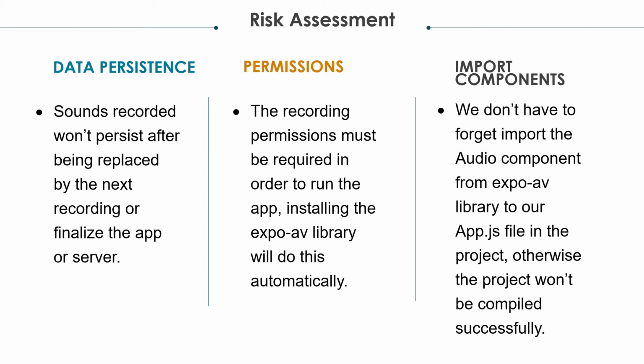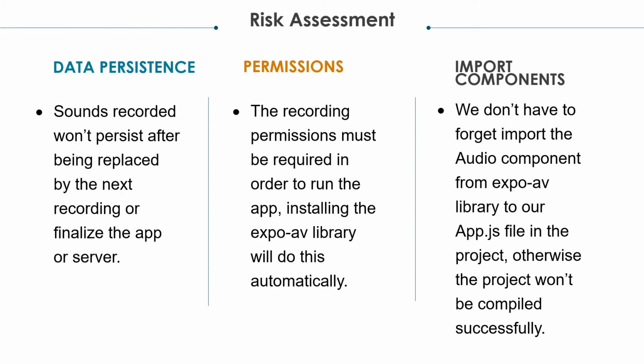Risk assessment. Basically, we have 3 elements that could affect the performance and the development of our project. Those are data persistence, permissions, and the components. Data persistence, in this case, refers to the sound recorded. It means that it won't persist after being replaced by the next recording or after finalizing the app or server. That means that once we stop the server or we close the app, the files created won't be recoverable.